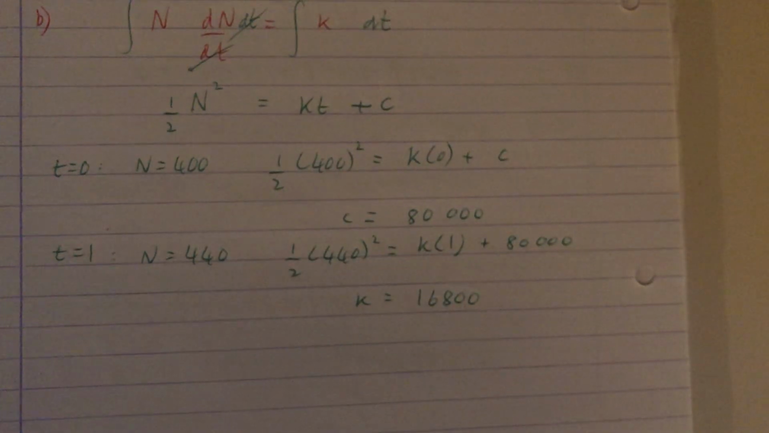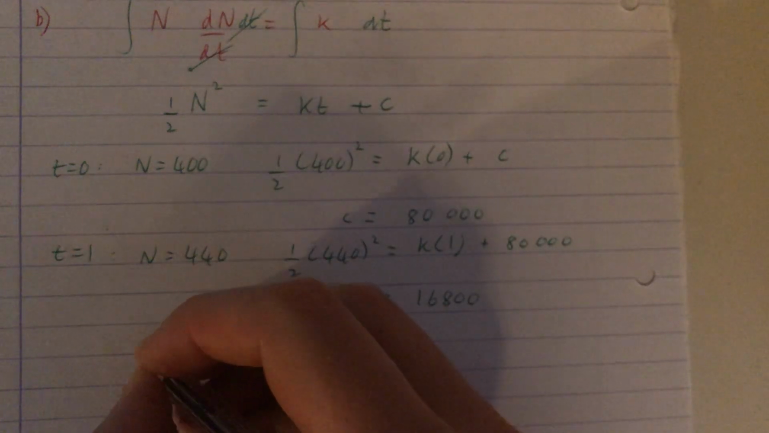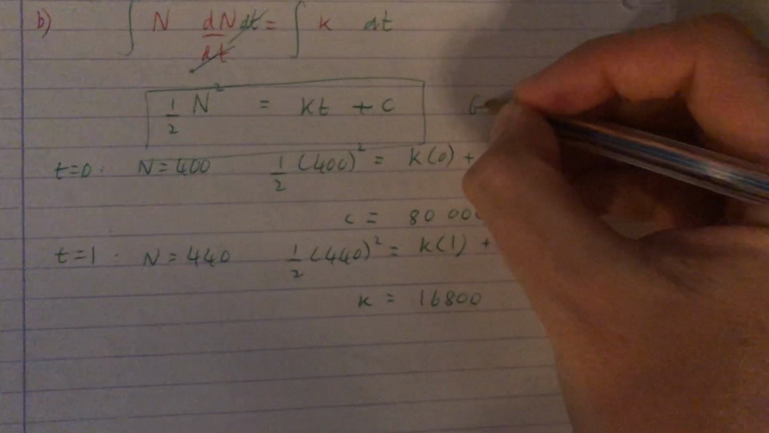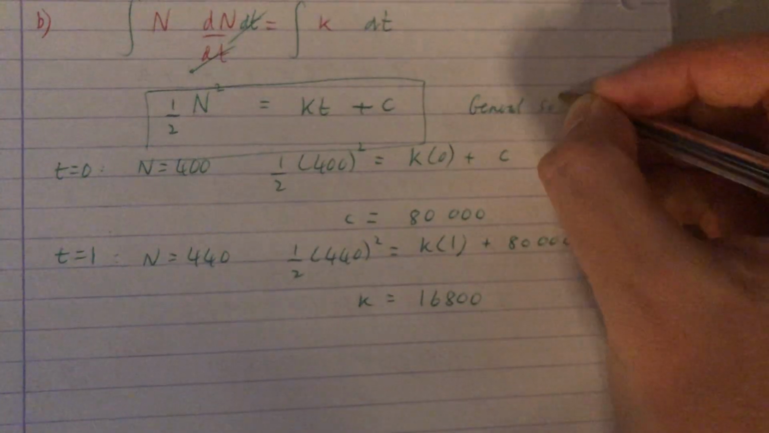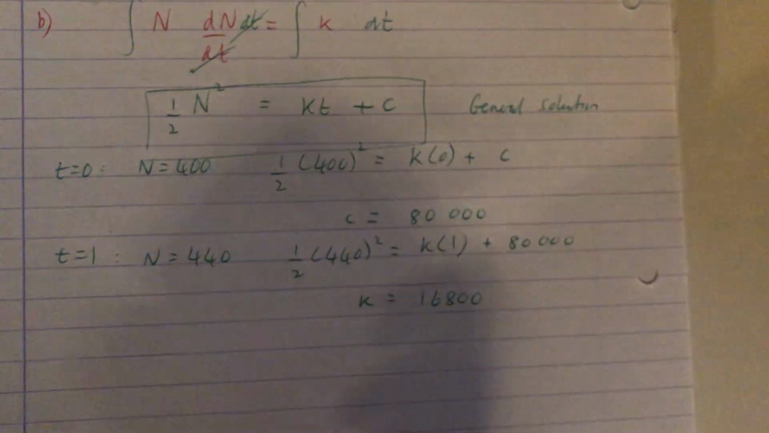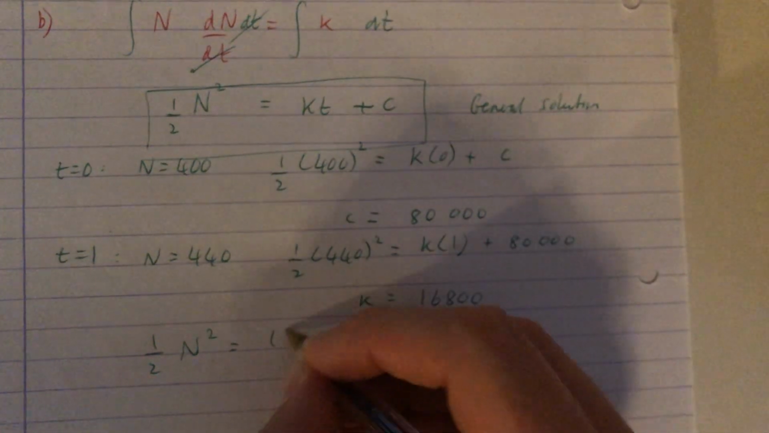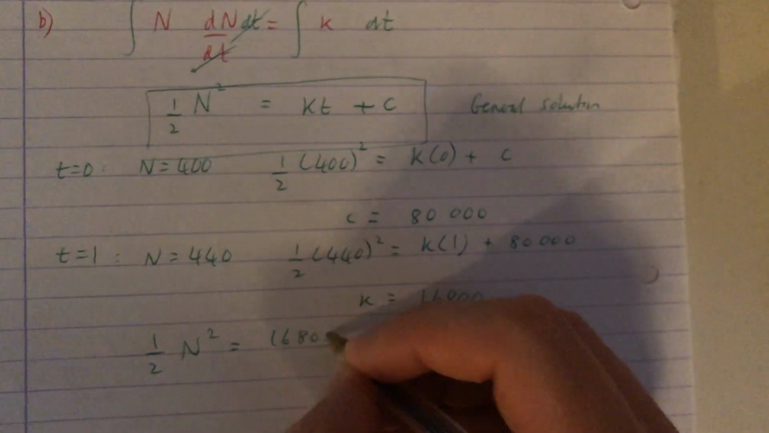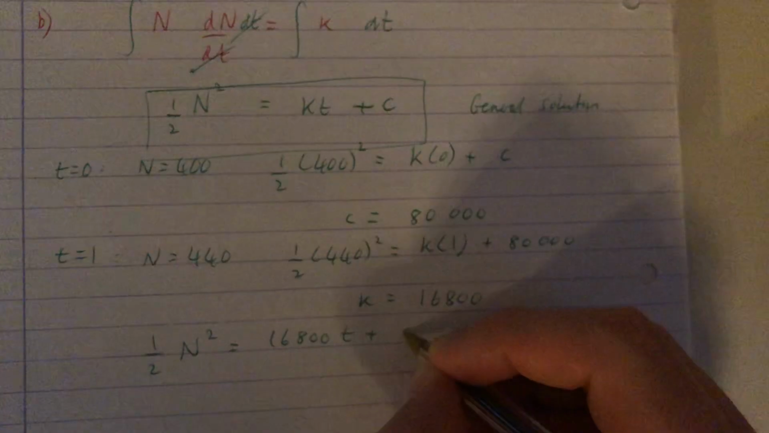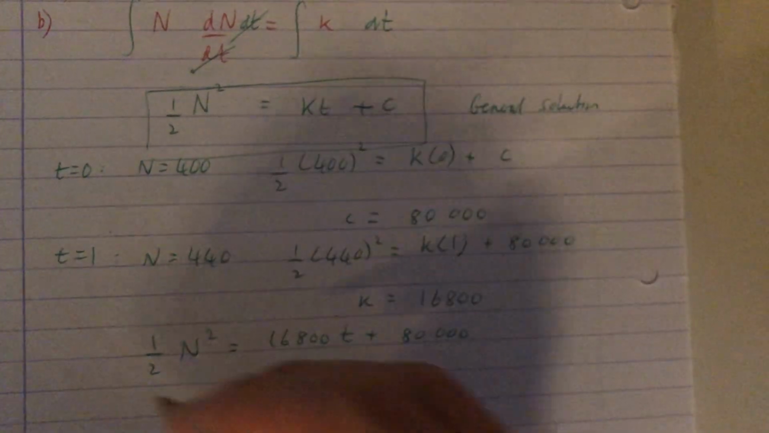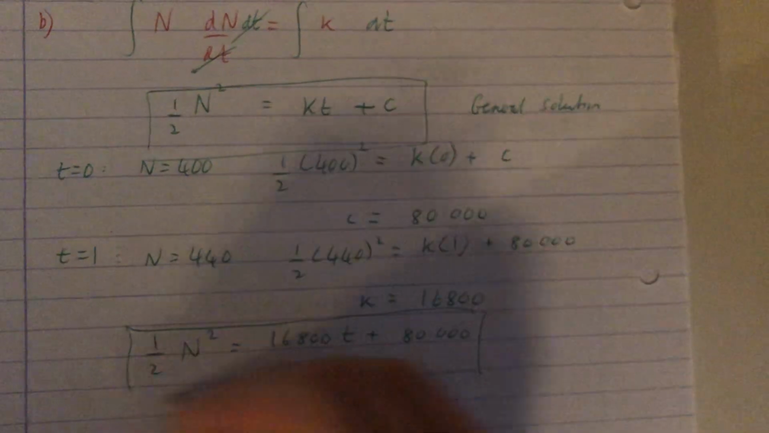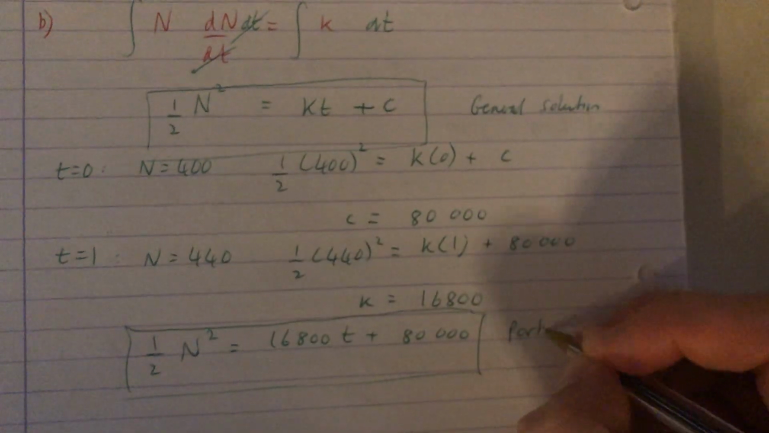In other words, that equation, the general solution there, becomes a half n squared is equal to 16,800 t plus 80,000, and that's called a particular solution.